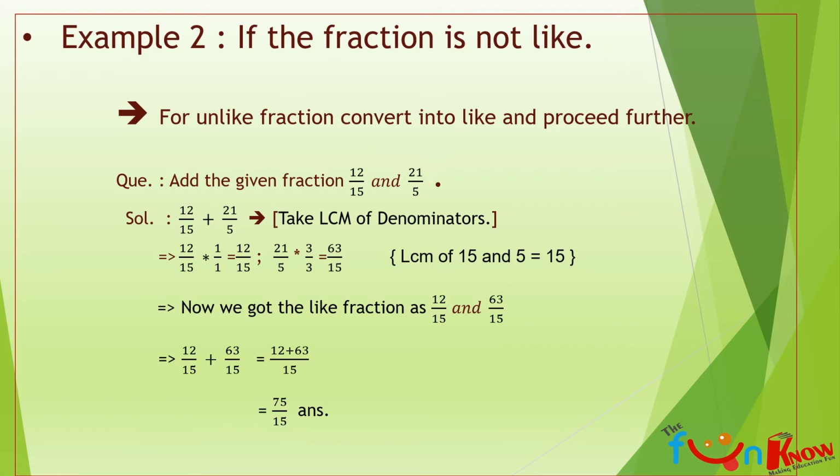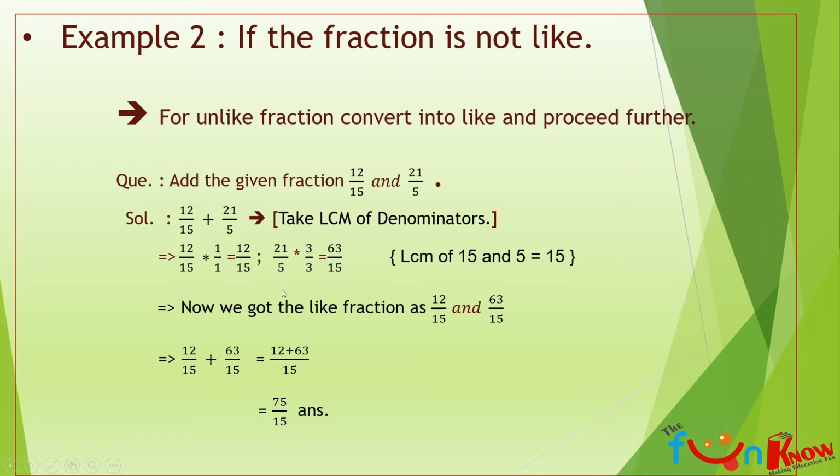But here the second term has 5. You have to convert 5 to 15. How will you convert? 5 threes are 15, right, students? So you will multiply the denominator 5 by 3. Because you are multiplying the denominator, you have to multiply the numerator also by the same value. So 21 into 3 is 63, giving 63 upon 15.